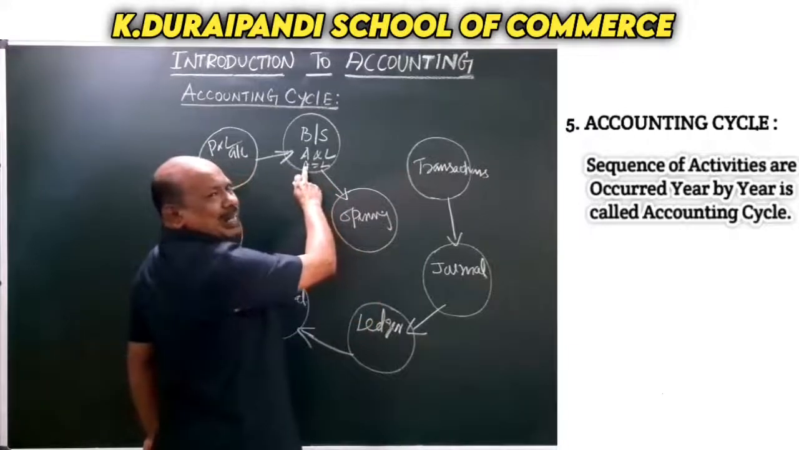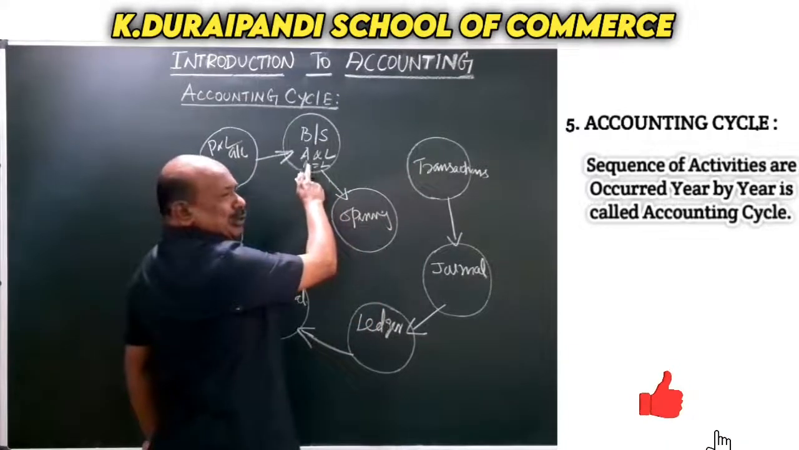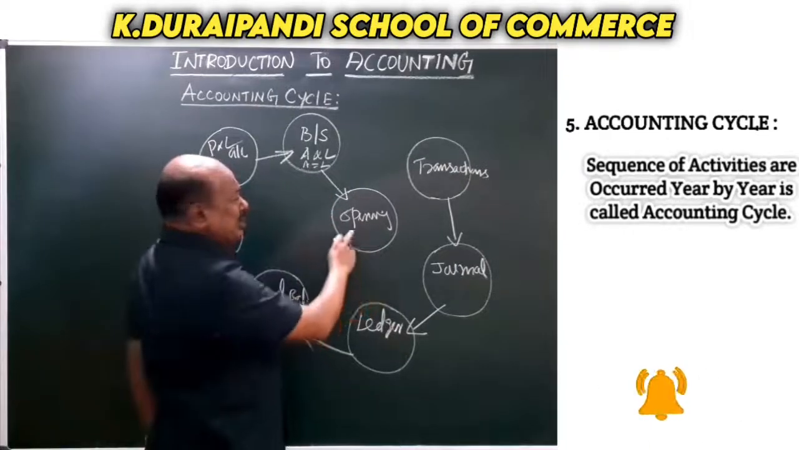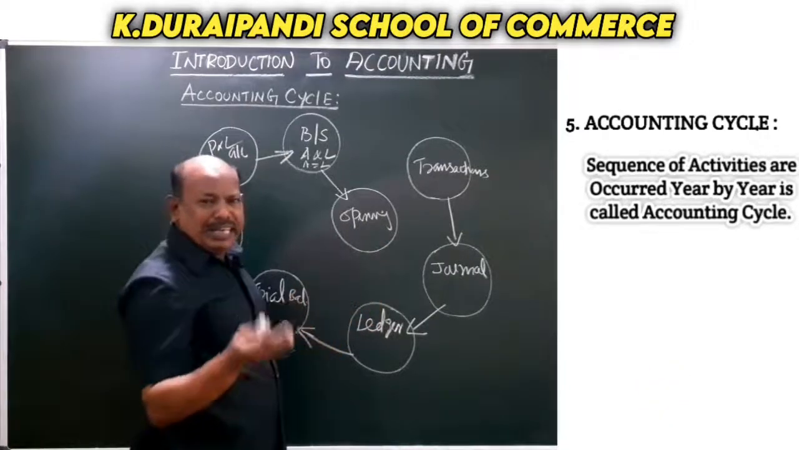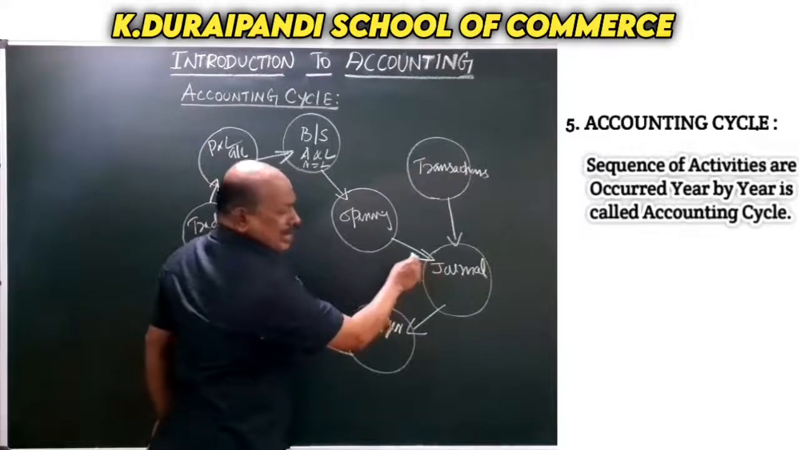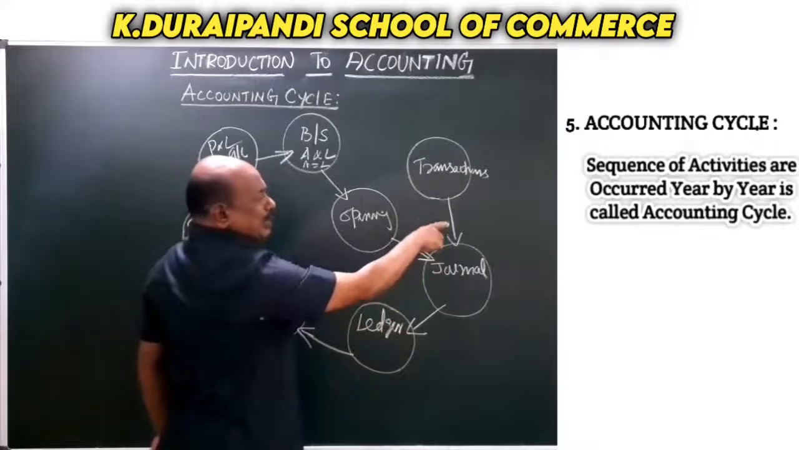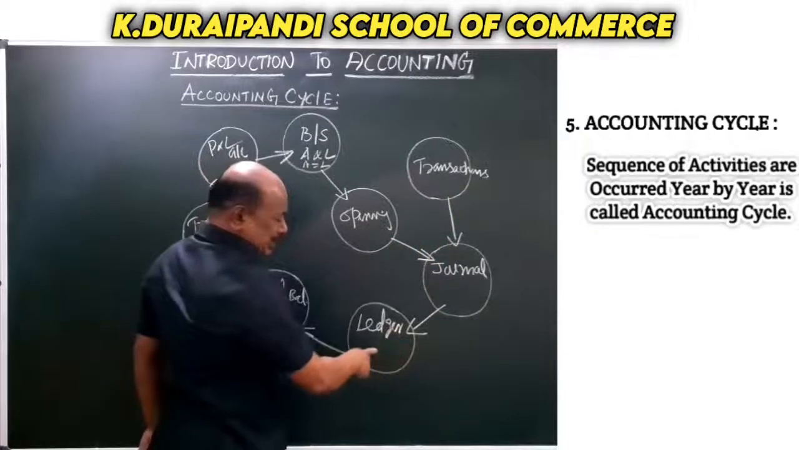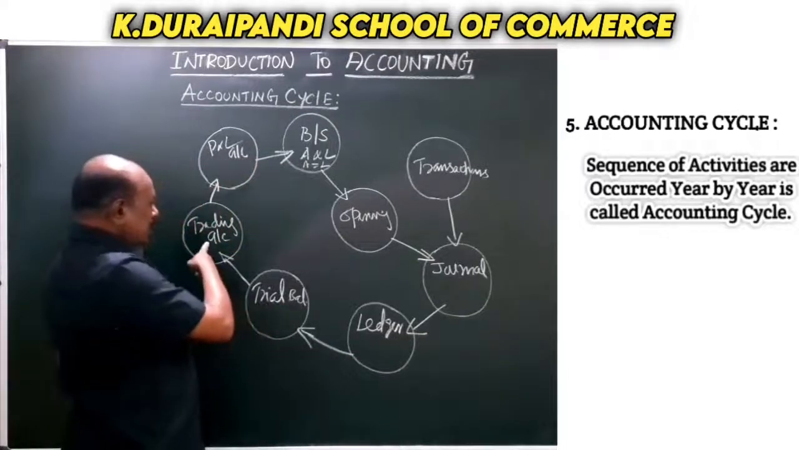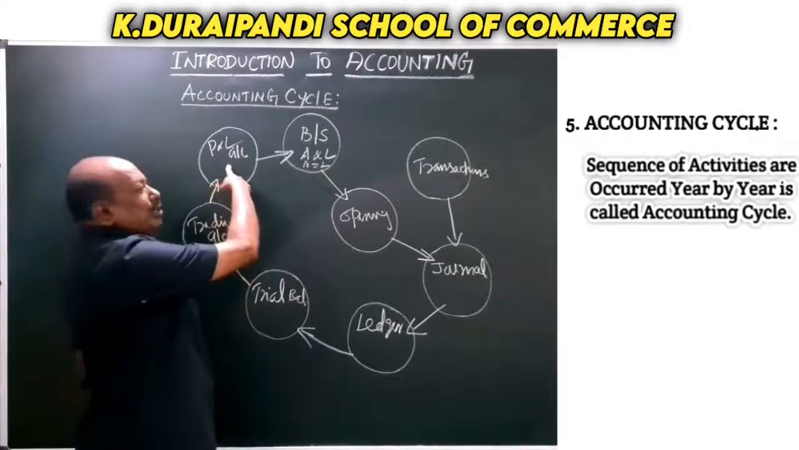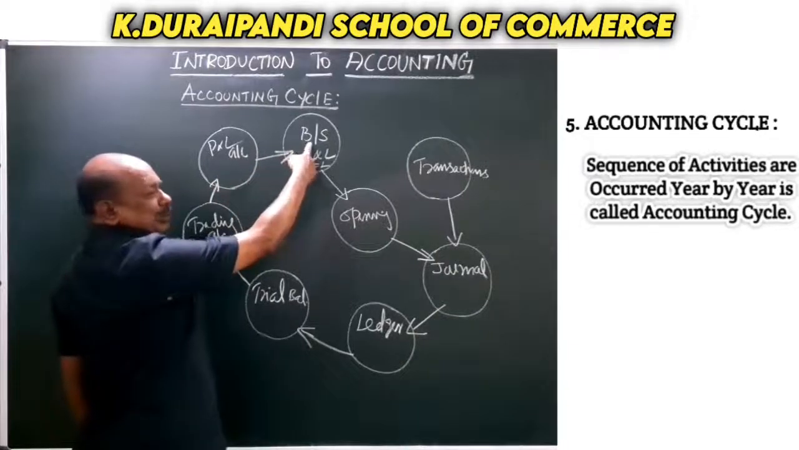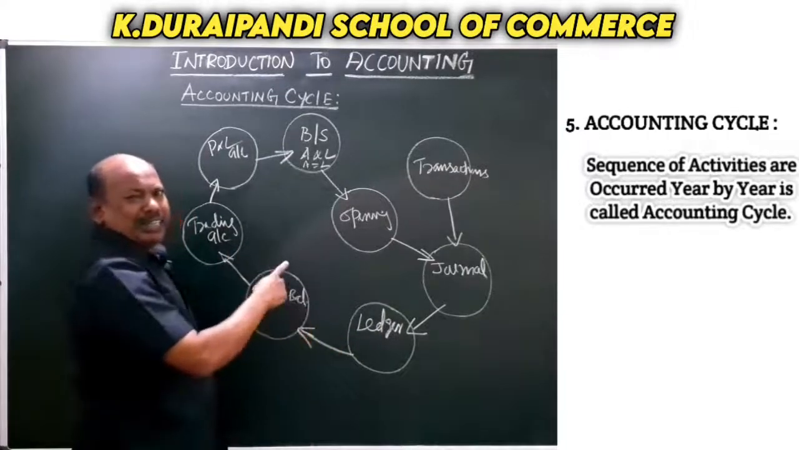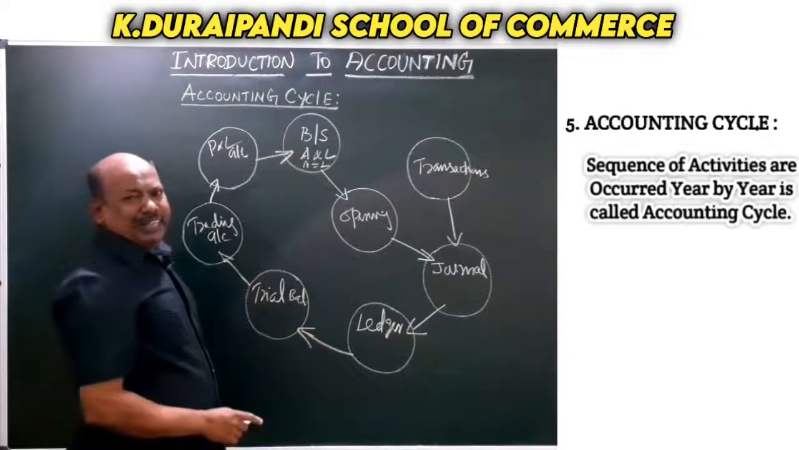Here it is prepared at the end of the accounting period, that is the closing journal, closing entries. This closing entry is to be transferred to the opening entry of the next year, that is to make a journal. Again in the coming year there may be transactions, there is the opening entry, make a journal, journal to ledger, ledger to trial balance, trial balance to trading account, trading account to profit and loss account, then profit and loss account to balance sheet. The sequence of activities occurs year by year. That is called the accounting cycle.